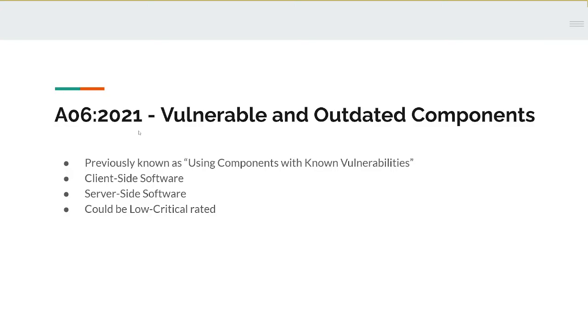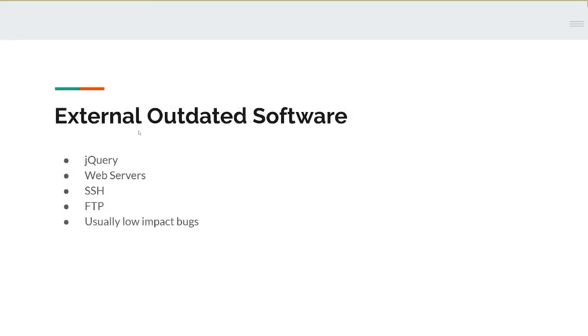And again, similarly to the logic issues, it could be rated from a low-risk issue all the way up to a critical issue, depending on the vulnerabilities that are known within that software. For example, an outdated jQuery library might be a low or medium at best, but an outdated IIS or something might be a critical. So, just outdated software: jQuery, web servers, SSH, FTP, etc. All of these are usually low impact bugs.